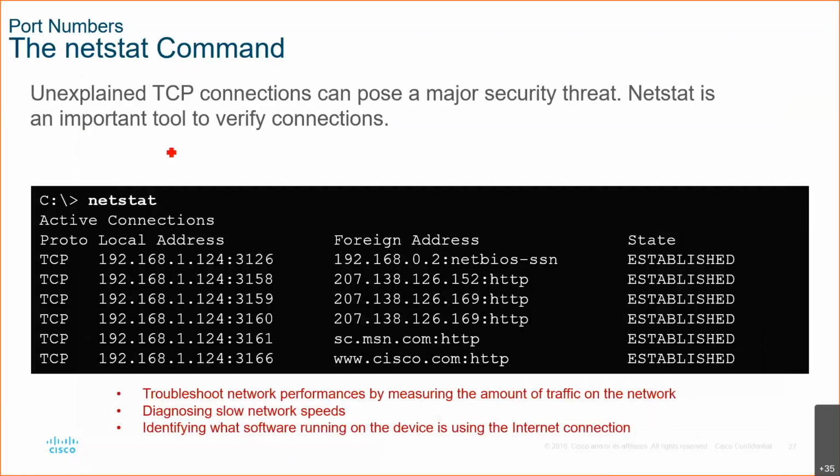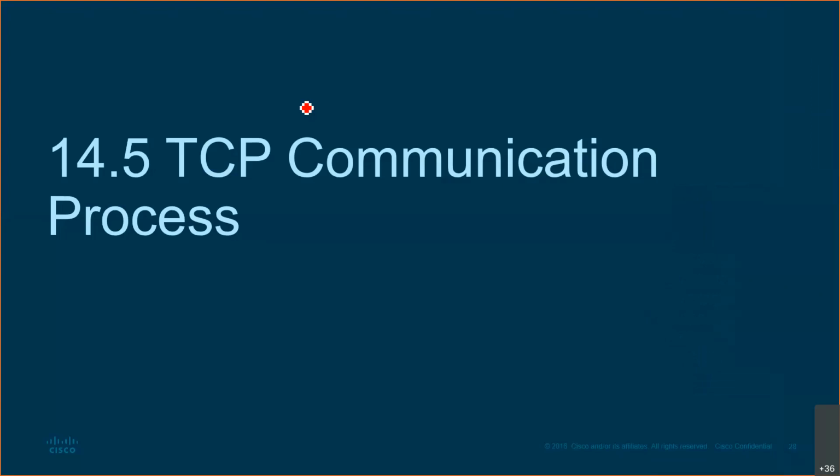So whatever unexplained TCP connections you have, if somebody is accessing your computer, you can use netstat to isolate and find out who they are, where they come from, and what port they're using to connect to you. So how does TCP communication happen? What is the magic involved? What is the process? Let's have a look.